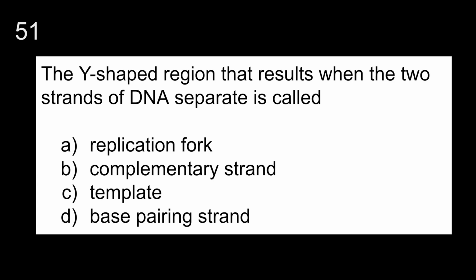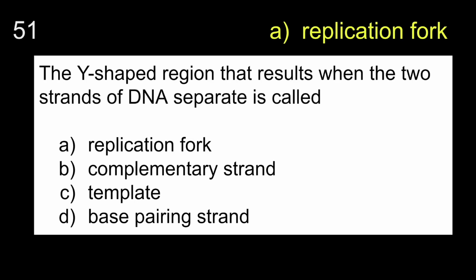Question 51. The Y-shaped region that results when the two strands of DNA separate is called A, replication fork, B, complementary strand, C, template, D, base pairing strand. And the answer is A, replication fork. Remember, the replication fork is what occurs when the two strands separate from each other when the helicase breaks them apart.